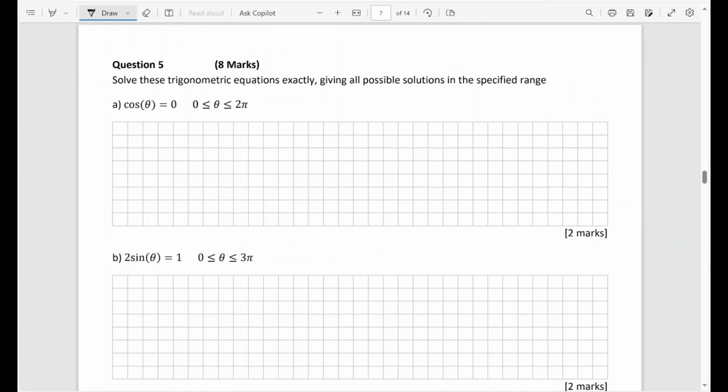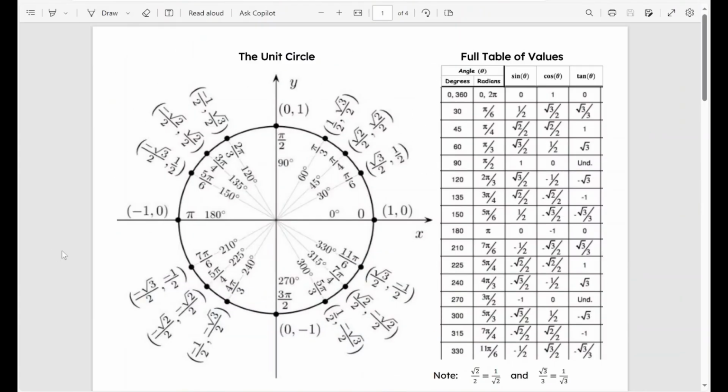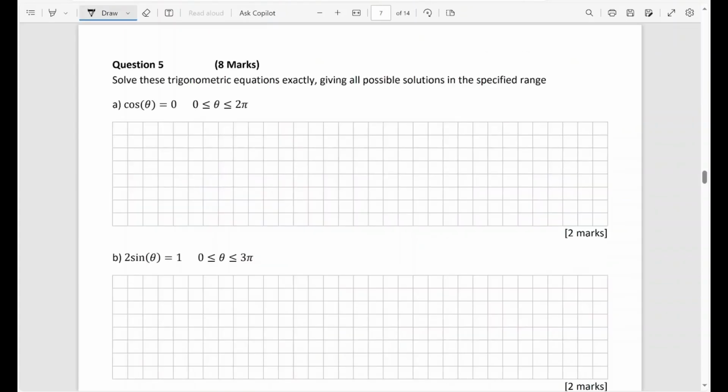Cos theta equals 0. Now this is where a unit circle is really going to come in handy. Where are all the points where cos is 0? It's where the x coordinate is 0. It's going to be at pi over 2 and 3 pi over 2. All right. Theta equals pi over 2, 3 pi over 2.